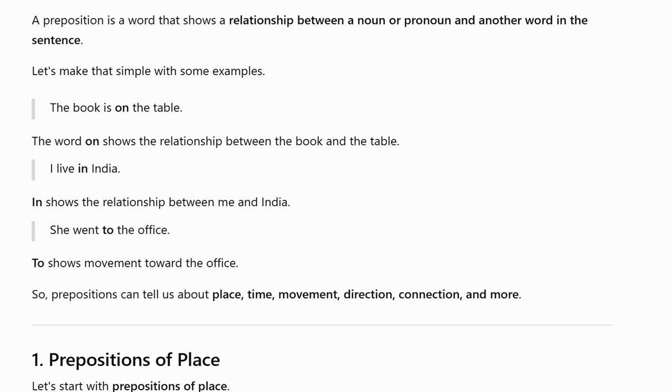I live in India. It shows the relationship between me and India. She went to the office. To shows movement toward the office. So prepositions can tell us about place, time, movement, direction, connection, and more.